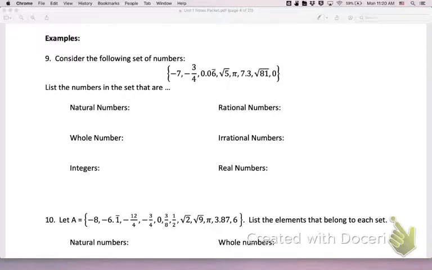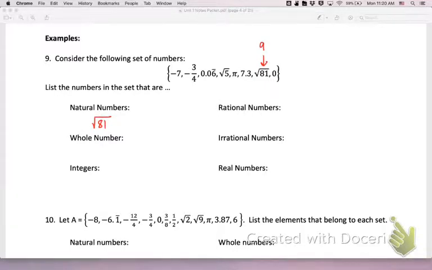And it may look at first like there are none, but if you think about the value of some of these, clearly the fractions, the negatives, the decimals won't work. Square root of 5, that's not going to work. Pi, no. 7.3, no. But the square root of 81 is really 9 in disguise. And 9 is a counting number. So the square root of 81 is a natural number.